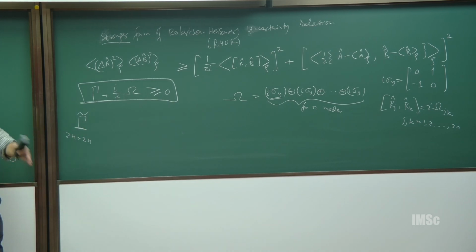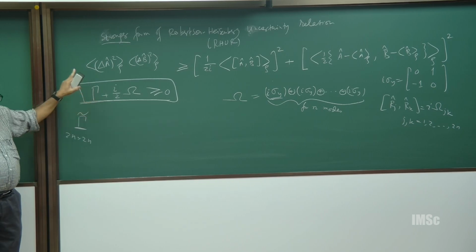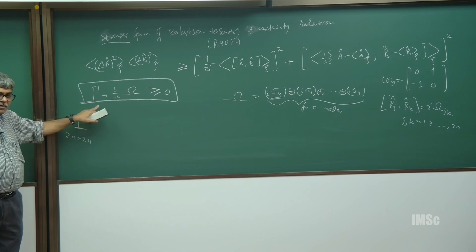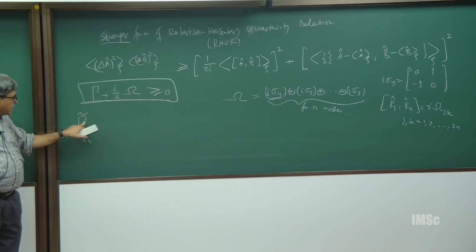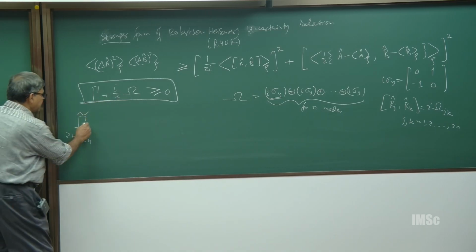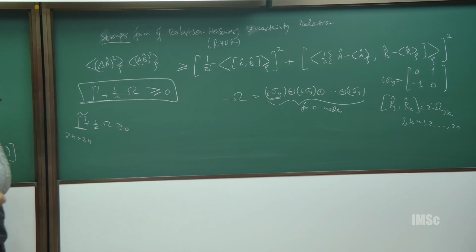Okay, but the question now is the opposite, because this is a positive definite real matrix. Let us say somebody has given me a 2n by 2n positive definite real matrix, let us call it gamma tilde, which also satisfies this condition, that means gamma tilde plus iota by 2 omega greater than or equal to 0. Then you can always write a Gaussian distribution. Exactly. I can always find a Gaussian state whose covariance matrix is this.